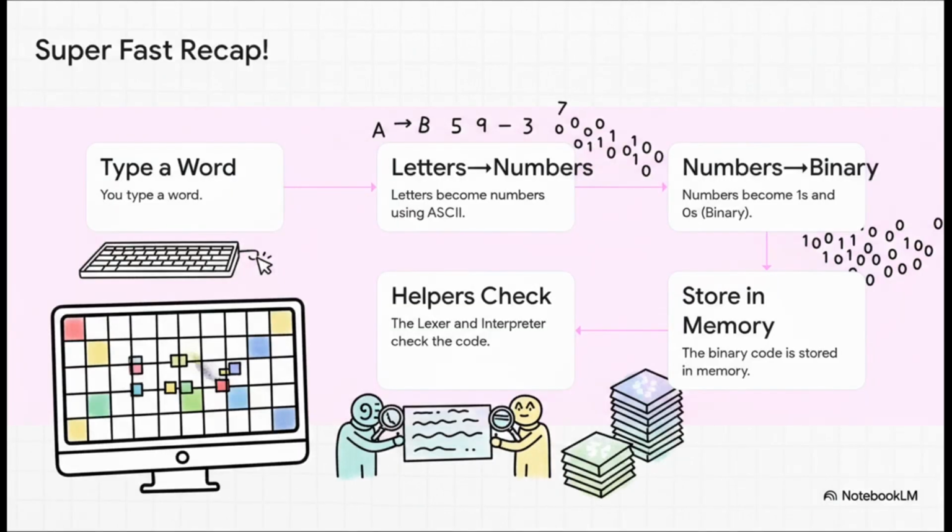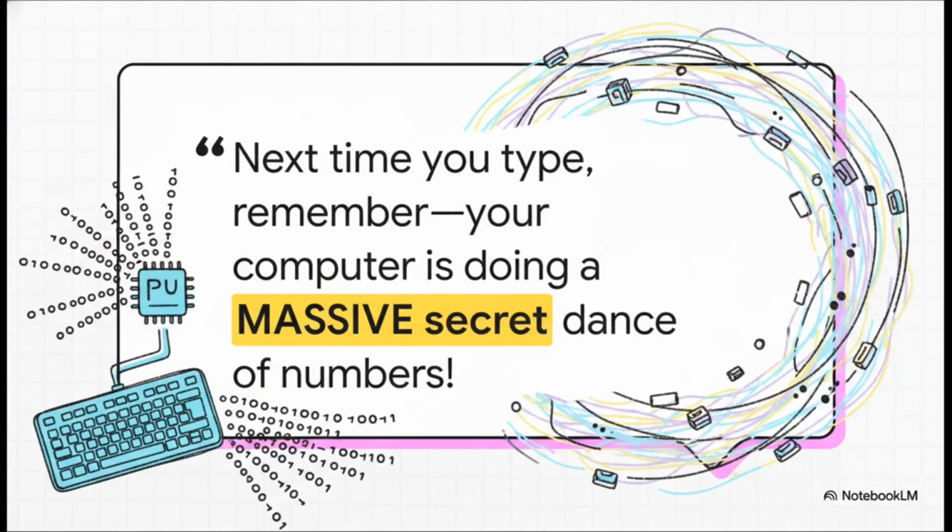All right, let's speed run that whole journey one more time. You type. The letters instantly become numbers thanks to ASCII. Those numbers then become long strings of ones and zeros. That's binary. That binary code gets stored in the computer's memory. Then the helpers, the lexer and interpreter, check the code and figure out the game plan. And finally, the pixels on your screen light up to show you the word. Phew! So really, the big takeaway is this. Every single time you type anything, you're kicking off this massive, super fast, and totally secret dance of numbers inside your machine. It's not actually magic, but man, it feels pretty close.